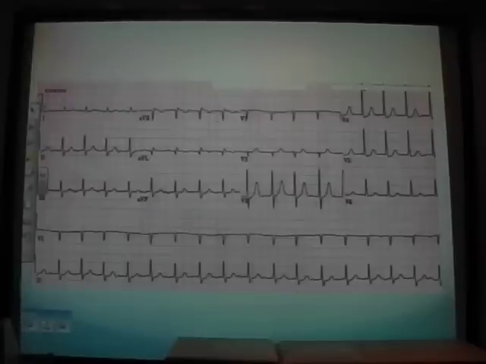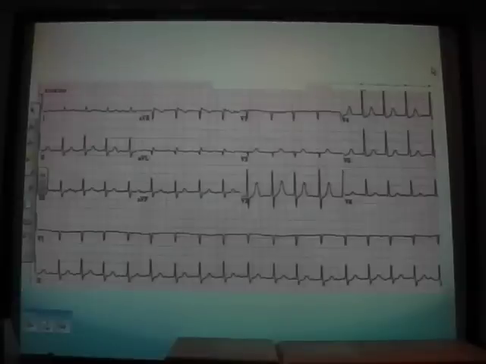Before you say that, I'm going to circle my mouse right here. But nice thinking. Go through it systematically. Rate, rhythm, axis, PR intervals. First degree heart block. Exactly. The person has first degree heart block. Have they got anything else?